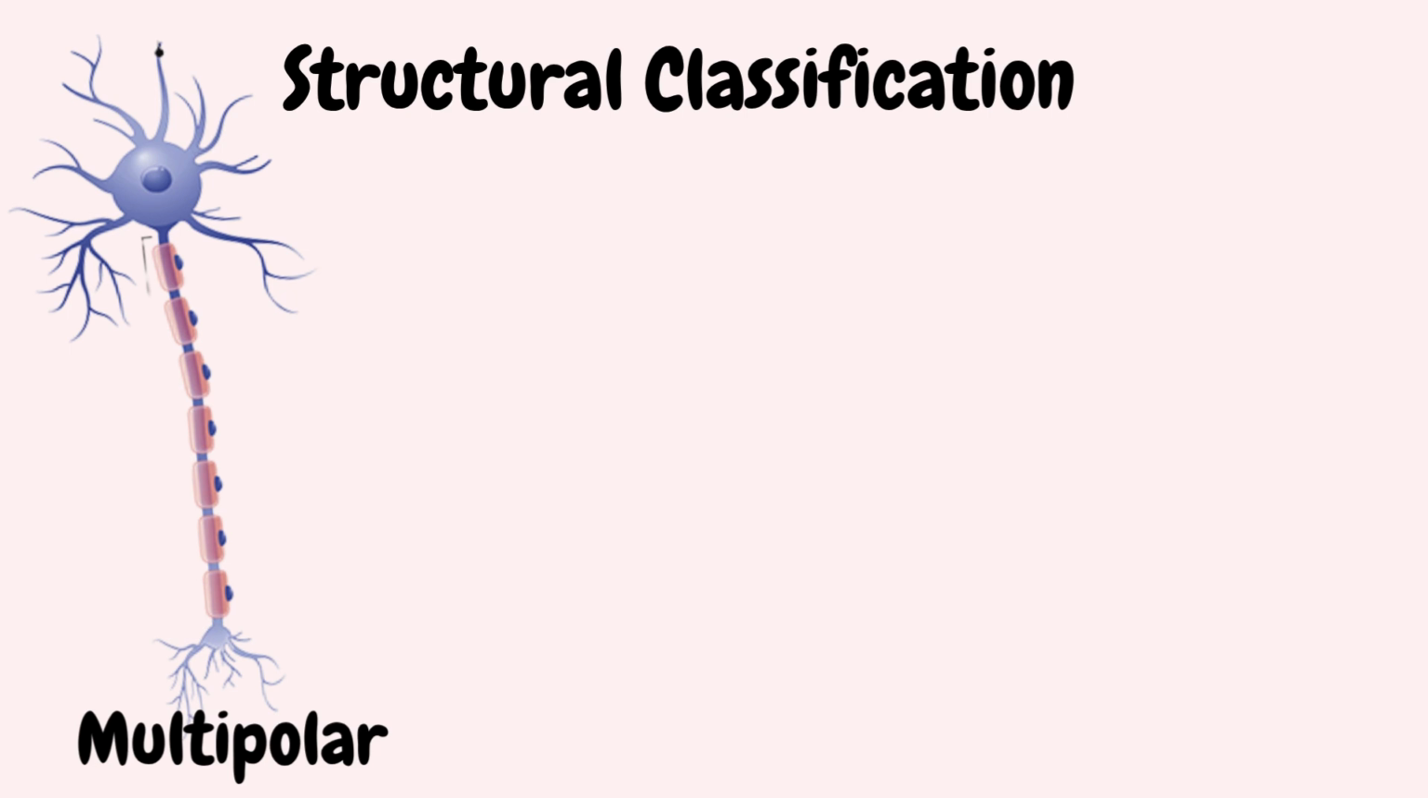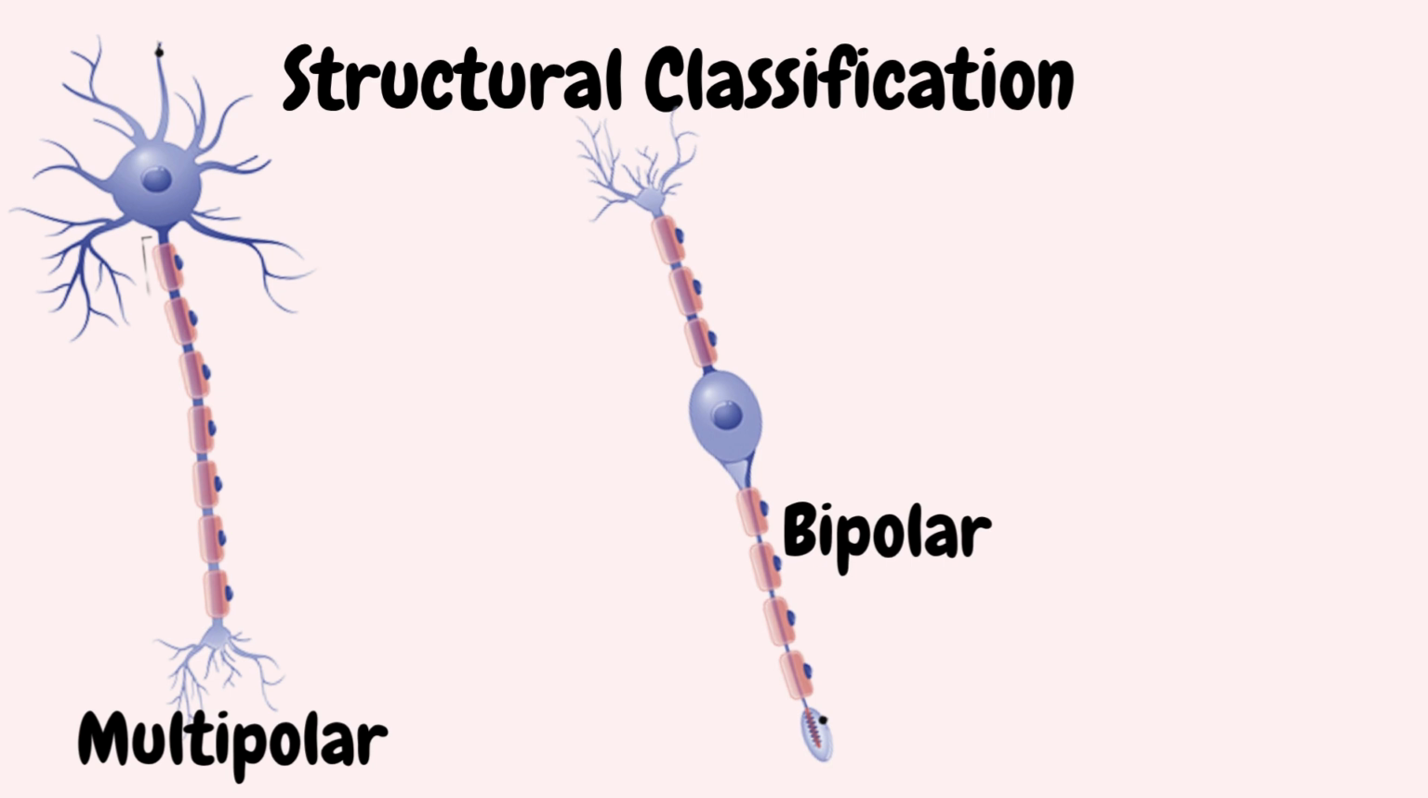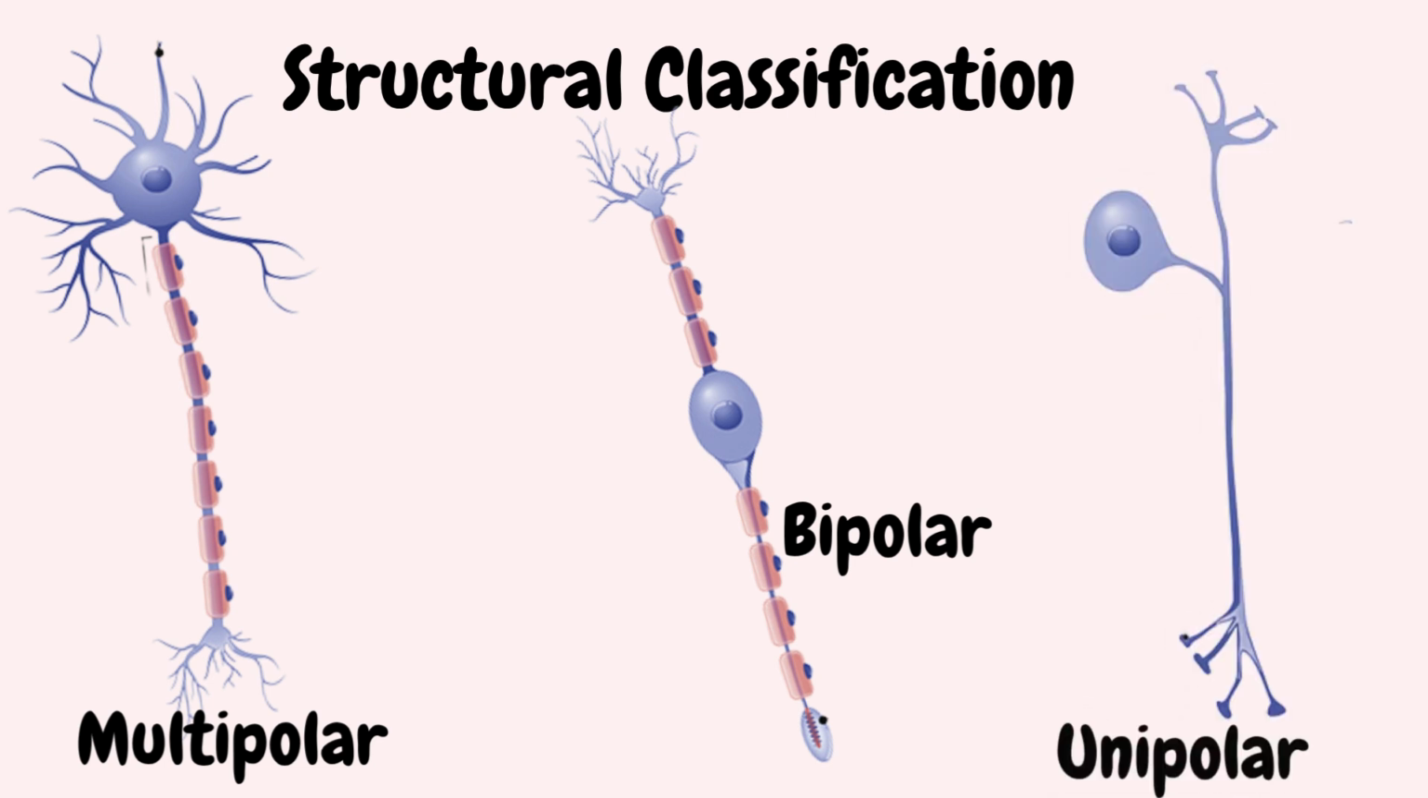We also have bipolar neurons. This is when a neuron has one axon and one dendrite, and it's usually found in sensory organs like the retina. Then finally, we have unipolar or pseudounipolar neurons. And this is when a neuron has a single process that divides into two branches. So that is an axon that extends into dendrites. It's usually found in sensory neurons of the peripheral nervous system.